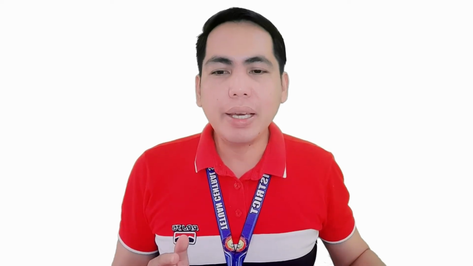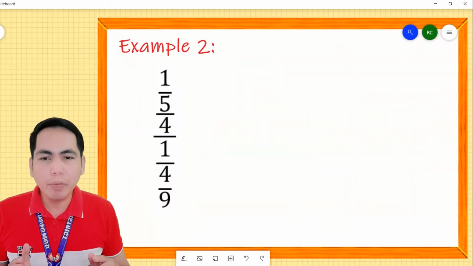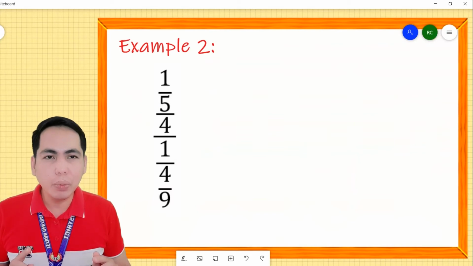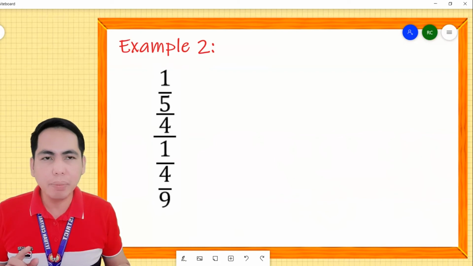Now let us have example number 2. We have here 1/5 over 4 over 1 over 4 over 9. The first thing that we are going to do is to identify which is our numerator and which is our denominator. Now, how can we identify our numerator and our denominator given this example number 2?